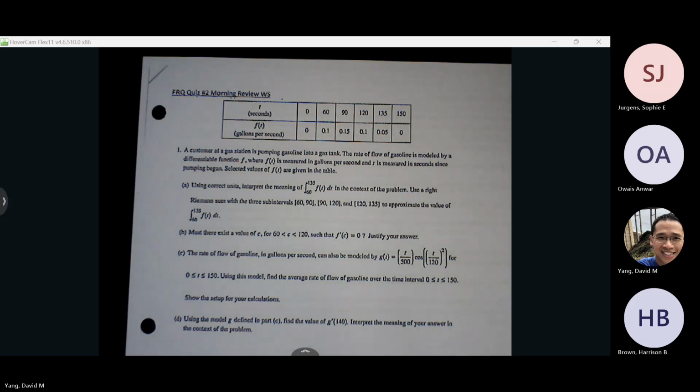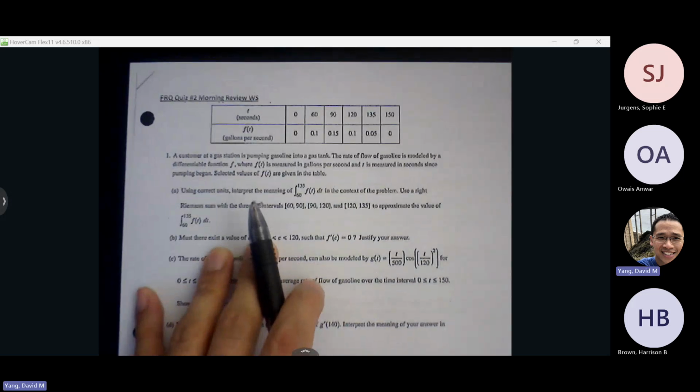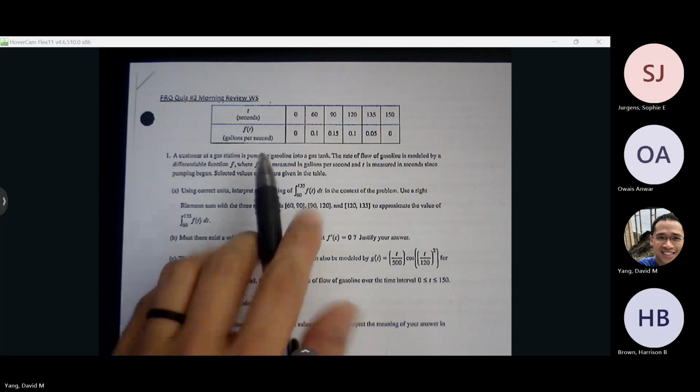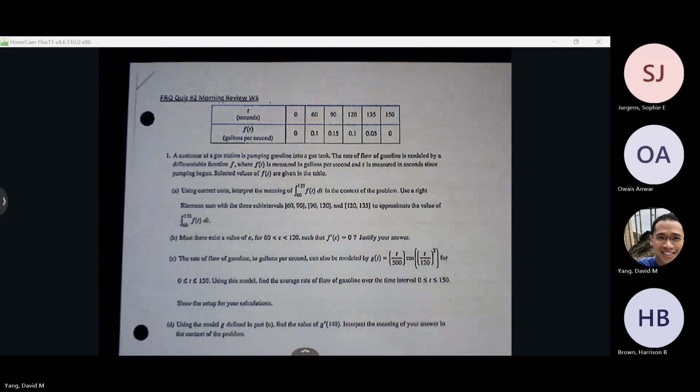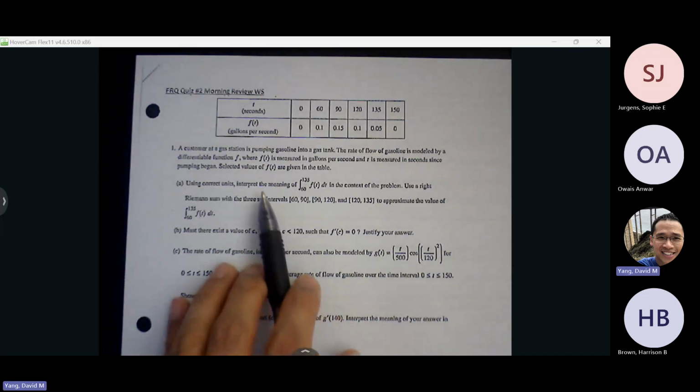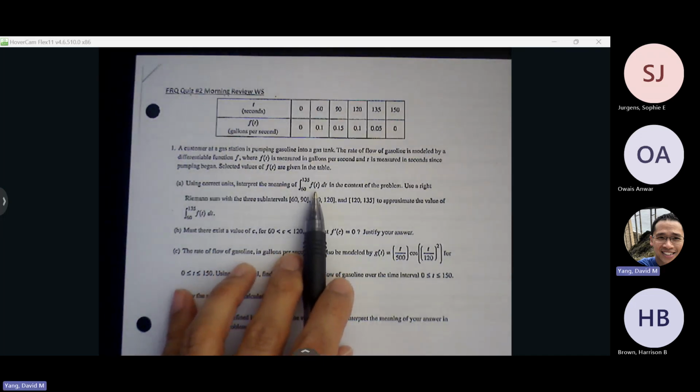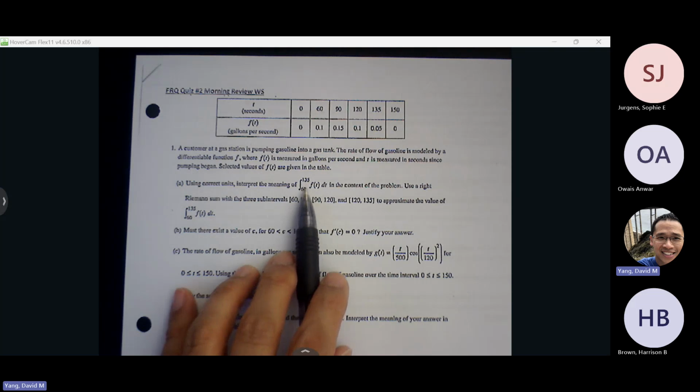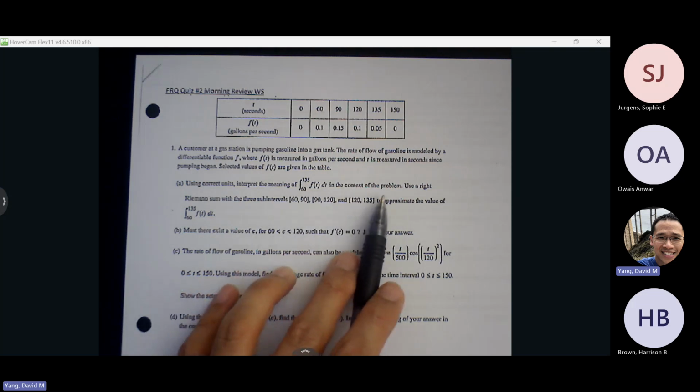All right, starting with number one on the morning review. A customer at a gas station is pumping gas into his gas tank. The rate of flow of gasoline is modeled by a differentiable function F of t, where F of t is measured in gallons per second and t is measured in seconds since pumping begins. Selected values of F of t are given in the table. Using correct units, interpret the meaning of the definite integral from 60 to 135 of F of t dt in the context of this problem.